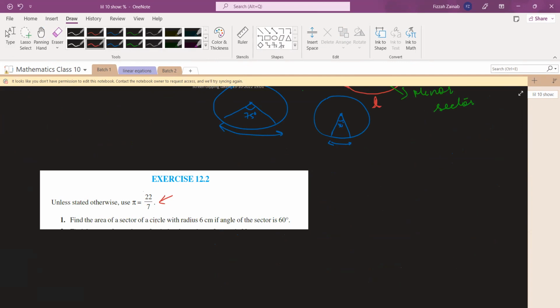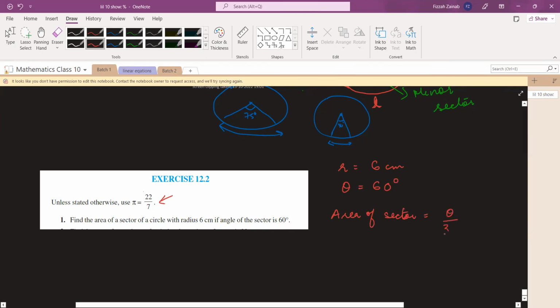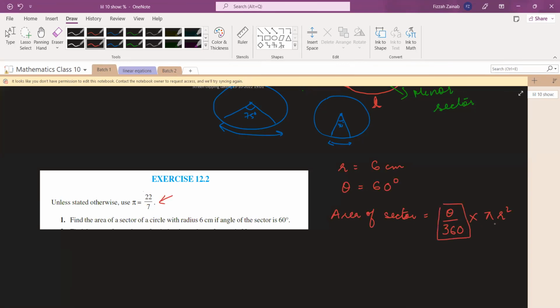Find the area of the sector of a circle with radius 6 centimeter and the angle is given. So radius is 6 centimeter, and theta, which is also given, is 60 degree. So area of sector is equal to theta by 360 into pi r square. Clear? Remember it like this: you are taking theta by 360th part of the complete area of the circle. Understand?